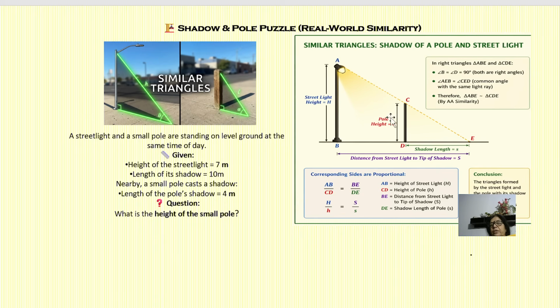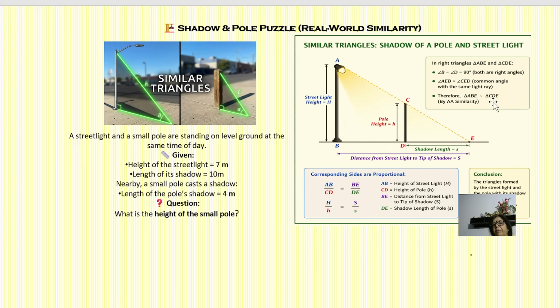So if we position them this way, you can see here that these two angles are 90 degrees. Angle A corresponds to angle C, corresponding angles because these are parallel, and angle E is a common angle. So we get here all the three angles of triangle ABE equal to the three angles of triangle CDE. So we can conveniently write triangle ABE is similar to triangle CDE by AA similarity.